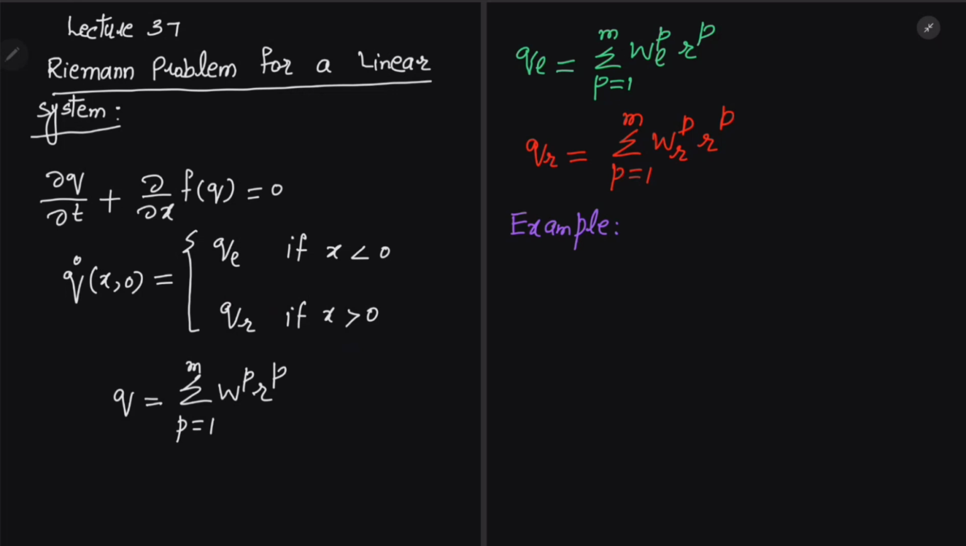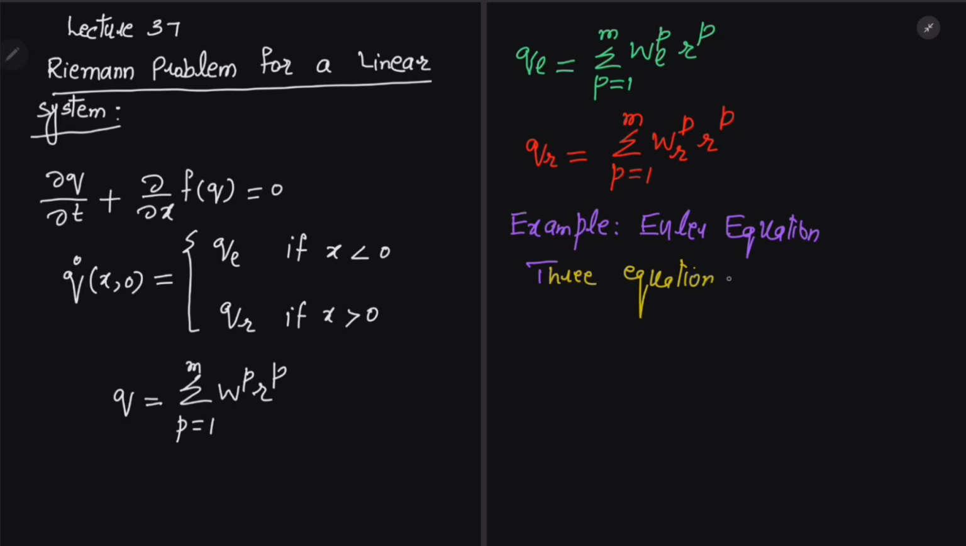For example, suppose we have the Euler equation. You must have studied this Euler equation in fluid mechanics. The Euler equation contains a system of three equations. The first one is continuity, the second one is momentum, and the third one is the energy equation. So it means that we have three equations.